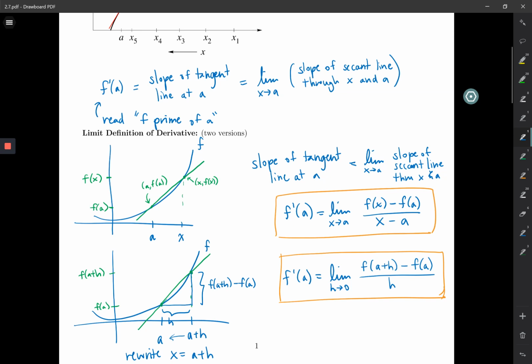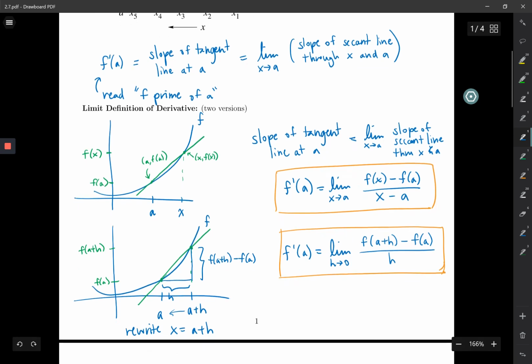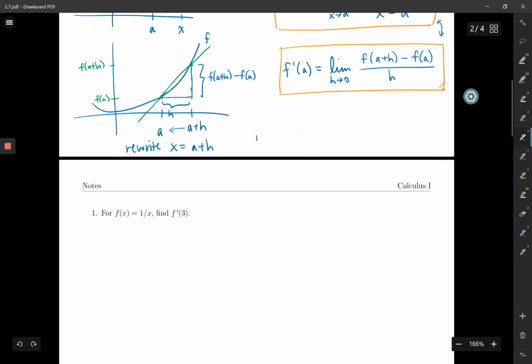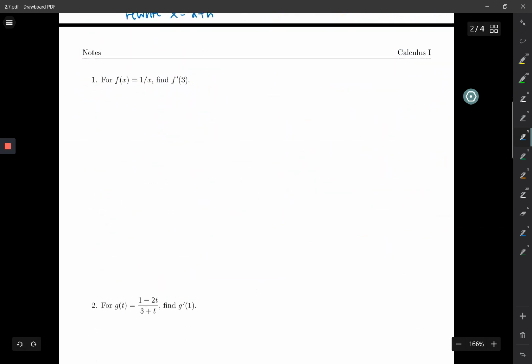Okay, so hopefully you can see from this picture that these quantities are exactly the same thing. All we did was change our variables a little bit. So this gives us the same exact thing. These definitions are the same. Okay, so let's go ahead and do an example using the definition that we just wrote down.